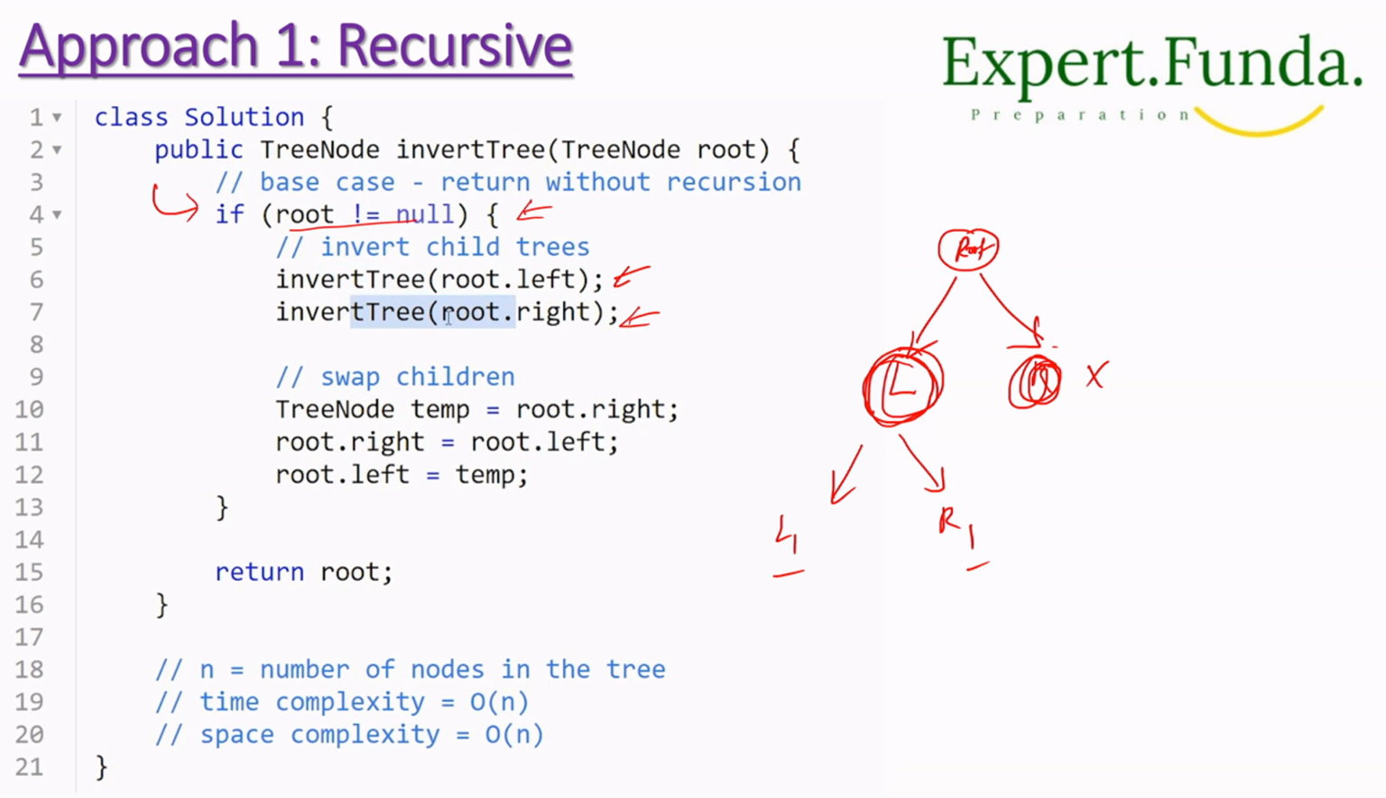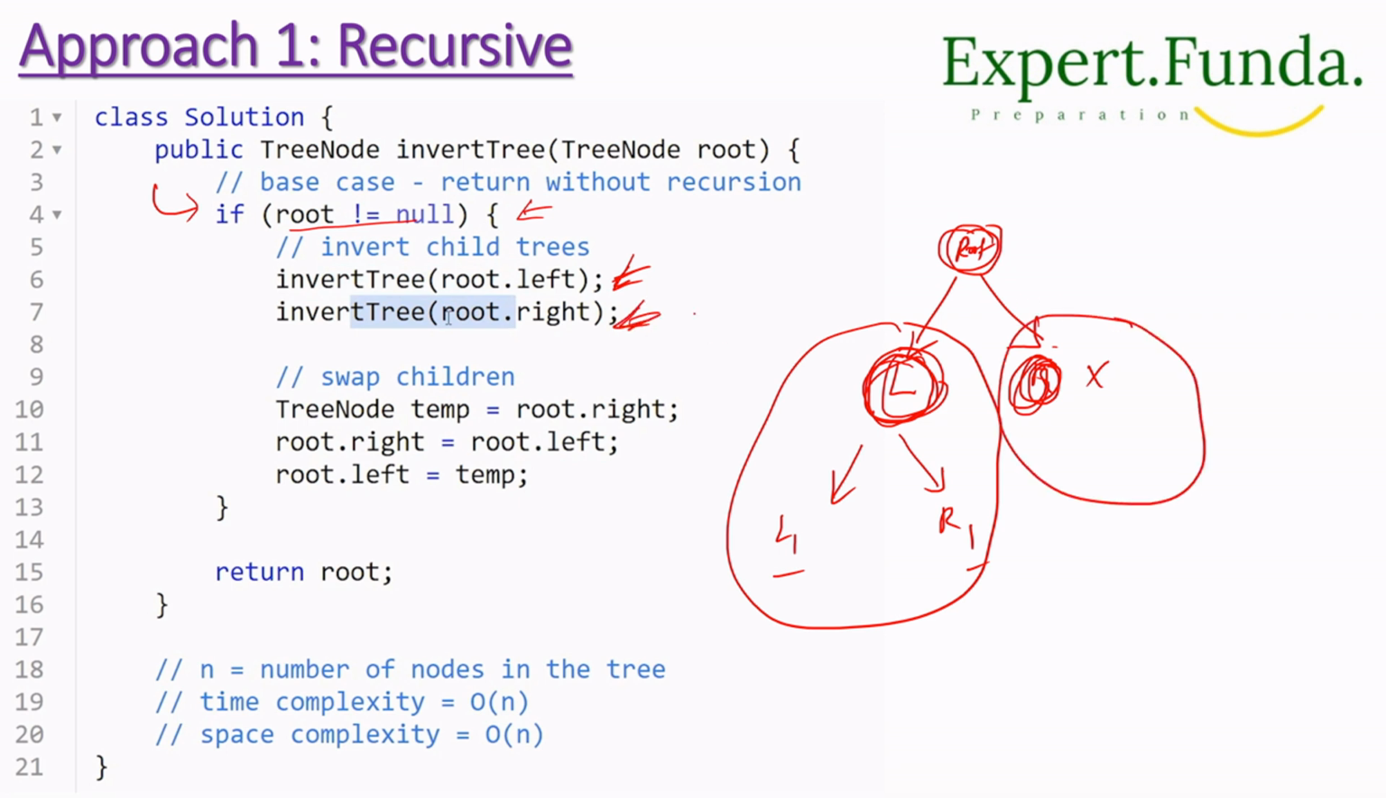But let's consider the initial position, that we have root, left and right, three things. First we will do the recursion for the left one, for the left subtree, and similarly we will do it for the right subtree. We will do this pattern.